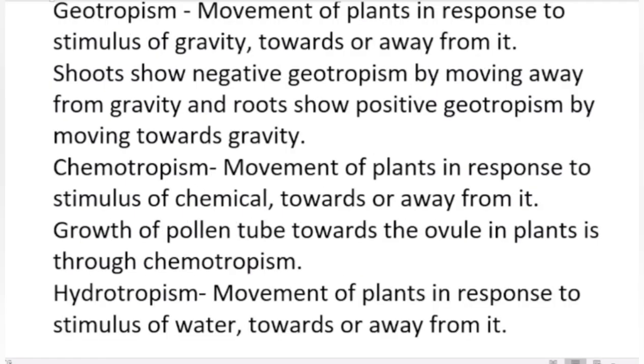Next is geotropism. Geotropism means movement of plants in response to the stimulus of gravity, towards or away from it. Here also shoots show negative geotropism because shoots are growing away from gravity, whereas roots show positive geotropism by moving towards gravity. Chemotropism is the movement of plants in response to the stimulus of a chemical. For example, growth of the pollen tube towards the ovule in plants is through chemotropism.